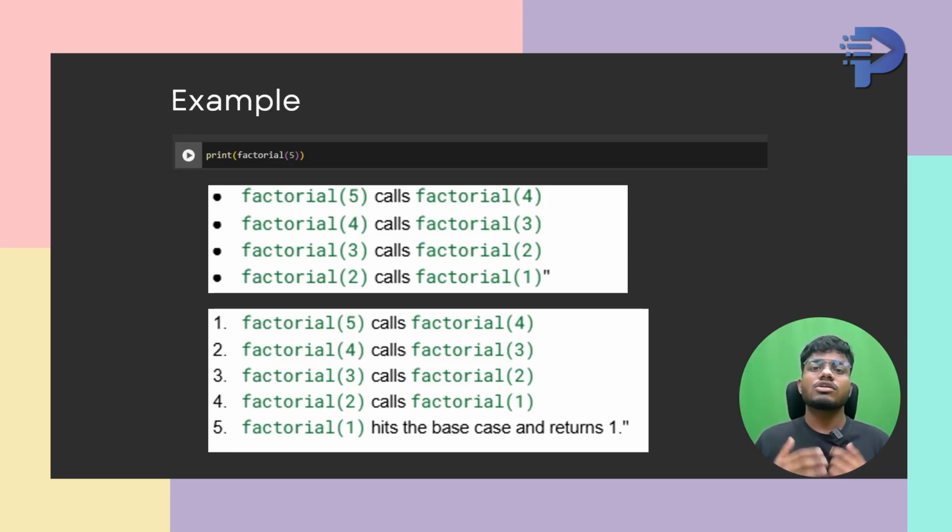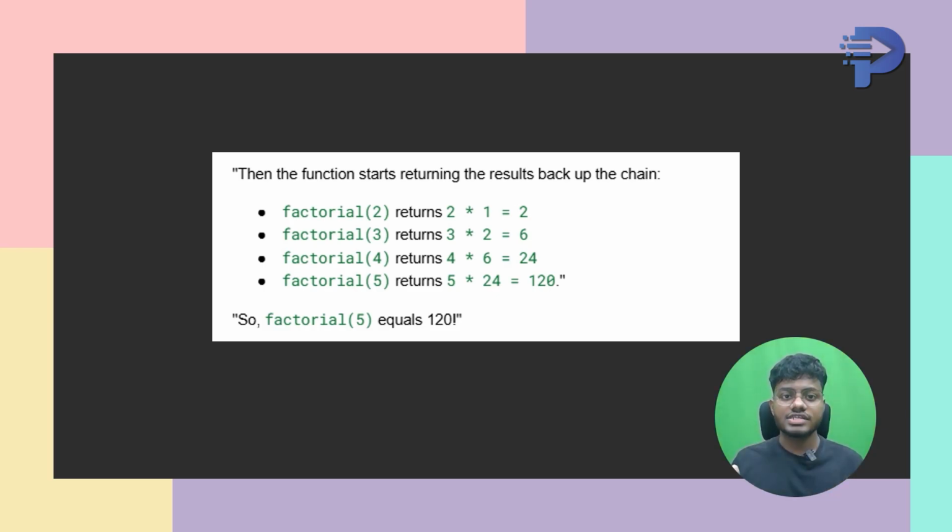Now let's break down the steps the function takes to calculate factorial 5. Here, as you can see, factorial 5 calls factorial 4 and factorial 4 calls factorial 3 and factorial 3 calls factorial 2 and the same way factorial 2 calls factorial 1 and factorial 1 hits the base case and returns 1. Then the function starts returning the results back up the chain.